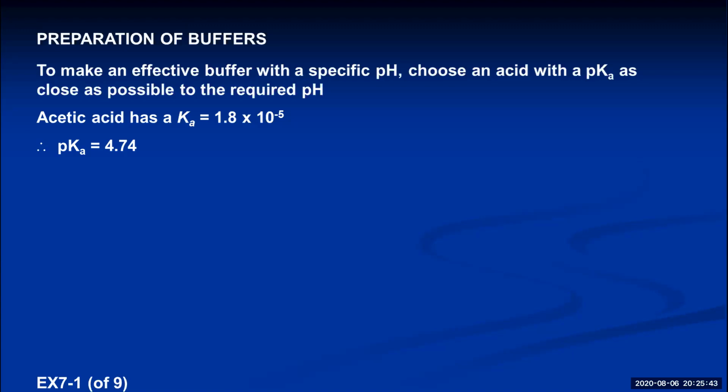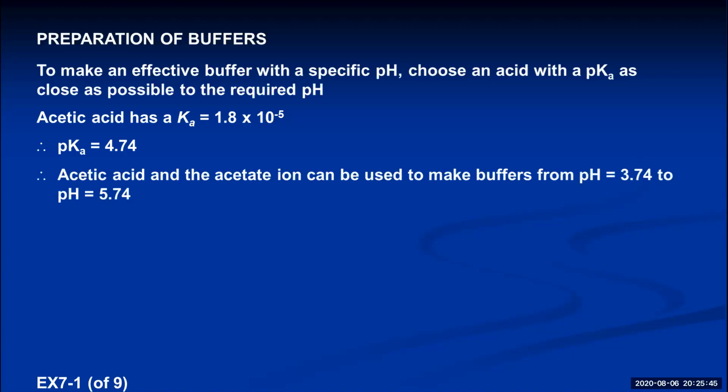of 4.74. So the acetic acid and acetate ion can actually be used to make any buffer that has a pH anywhere from 3.74, which is 1 pH unit lower than 4.74, all the way up to 5.74, which is 1 pH unit above. But it's only good for that range. If you needed to make a buffer with a pH of lower than 3.74, you need to pick a different acid conjugate base combination. A buffer with a pH higher than 5.74, you need a different acid-base combination in order to make that.